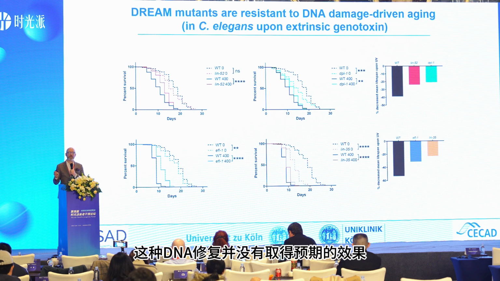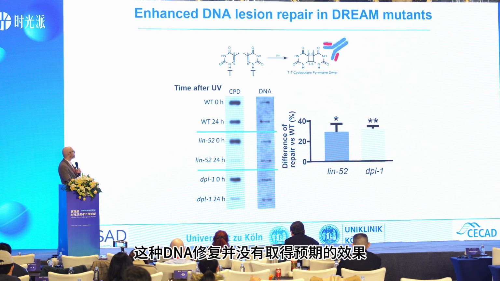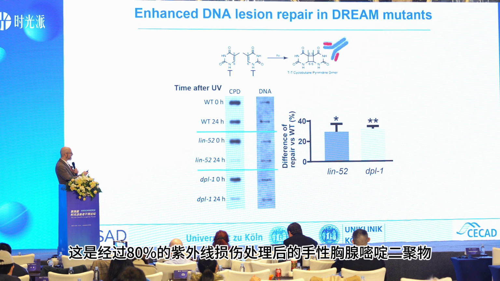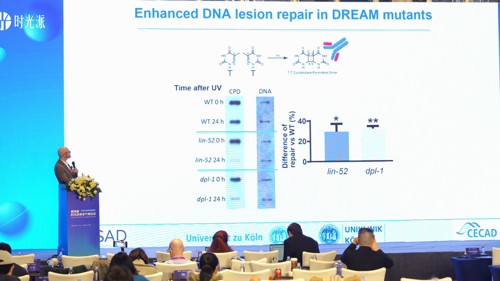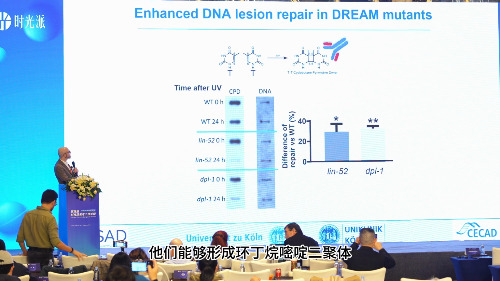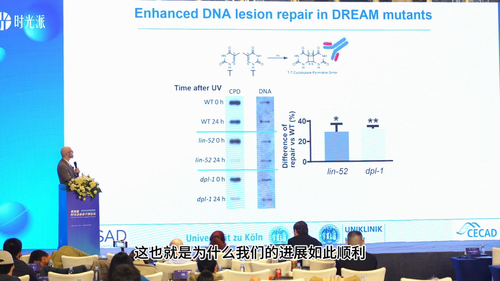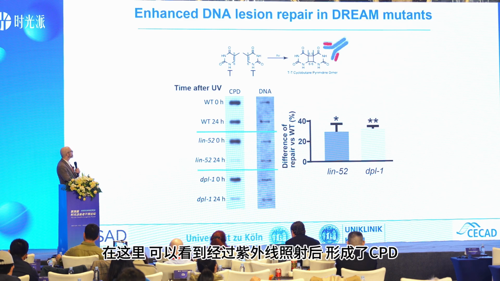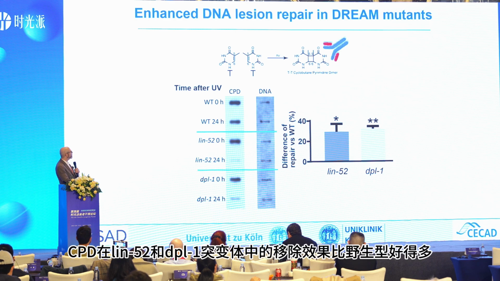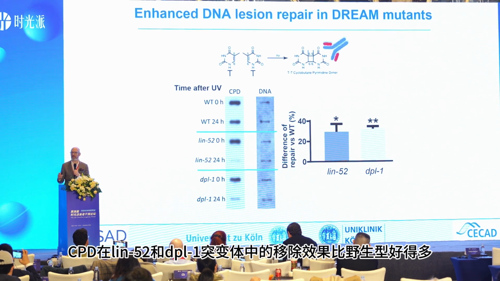Is DNA repair really better? So here, after UV, 80% of the UV lesions are dimers of two adjacent thymidines. They form cyclobutane pyrimidine dimers. We have a monoclonal antibody against this lesion. That's why we can study it so well. In a slot blot here, you see that after UV, there are CPDs formed, and they are removed rather inefficiently in wild type, but much more efficiently in lin-52 or dpl-1 mutants. The repair kinetics are better.